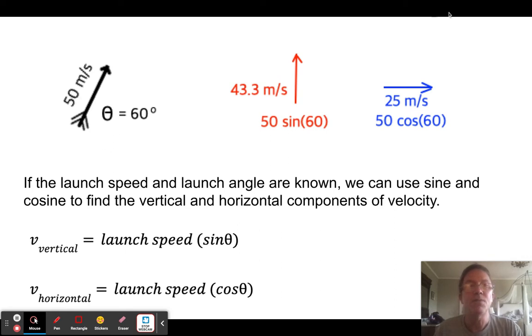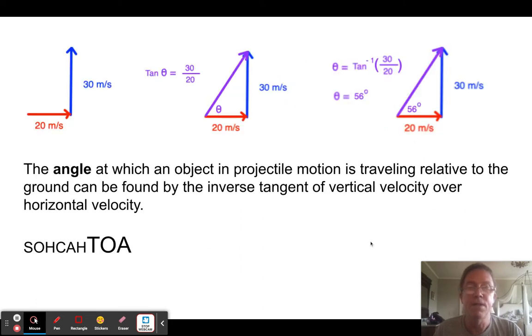So I take the launch speed here, and I just say 50 meters per second times the cosine of 60, and that's going to give me the horizontal component of velocity, which in this case would be 25. And when I take 50 sine 60, I get 43.3. So given this information, you should be able to determine what the horizontal and vertical components are going to be. There's sine for vertical, cosine for horizontal.